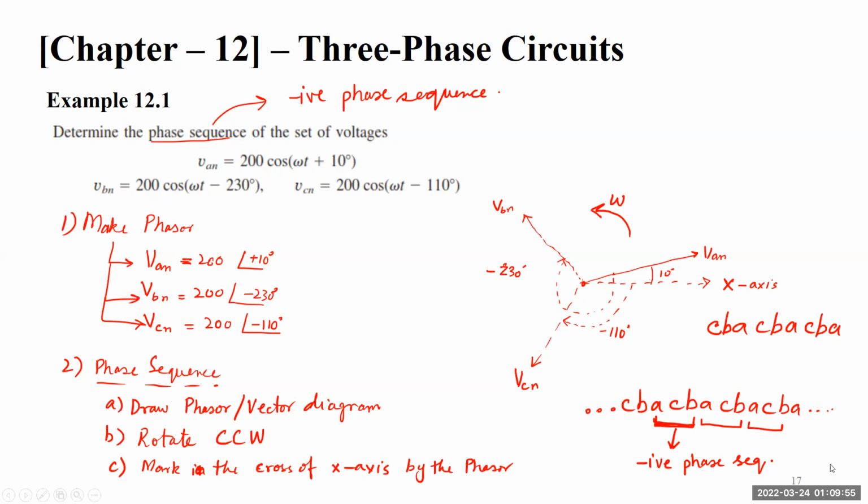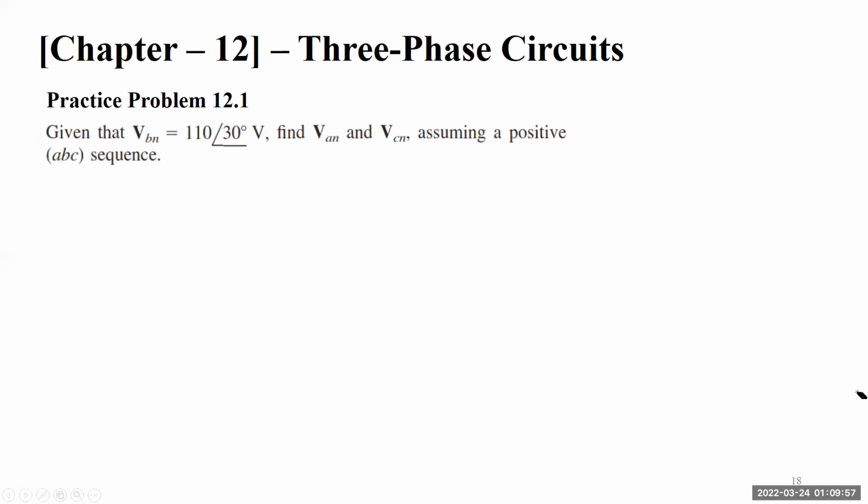Okay, then comes another question. So this is a practice problem we have. In this practice problem, we are given one phase, that is VBN, and we are required to find VAN and VCN, and we are told that we have to assume a positive phase sequence. So let's say, first of all, the first step is to draw the phasor or vector diagram.